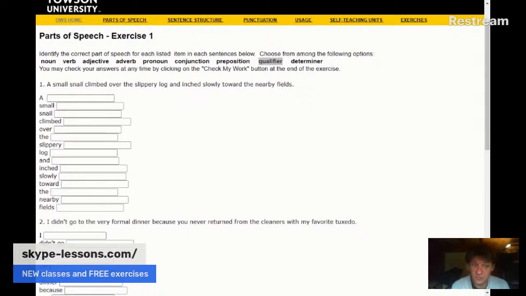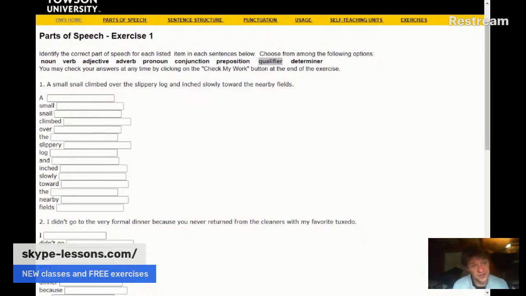Yeah, and that's how we know small is an adjective. That and the fact that it describes the noun snail. So snail is a noun, and then we've got climbed. Now, isn't this something that the snail did? Yeah, this word has a doer.